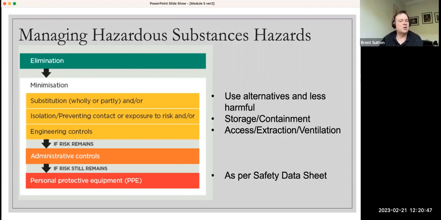And then we have engineering controls such as access, extraction, and ventilation. And then we move down into those administrative controls and those people controls that are all governed within the safety data sheet itself. So my preference there is for us to look higher up the order of controls rather than just accepting that it's always been that way and we can't affect change.